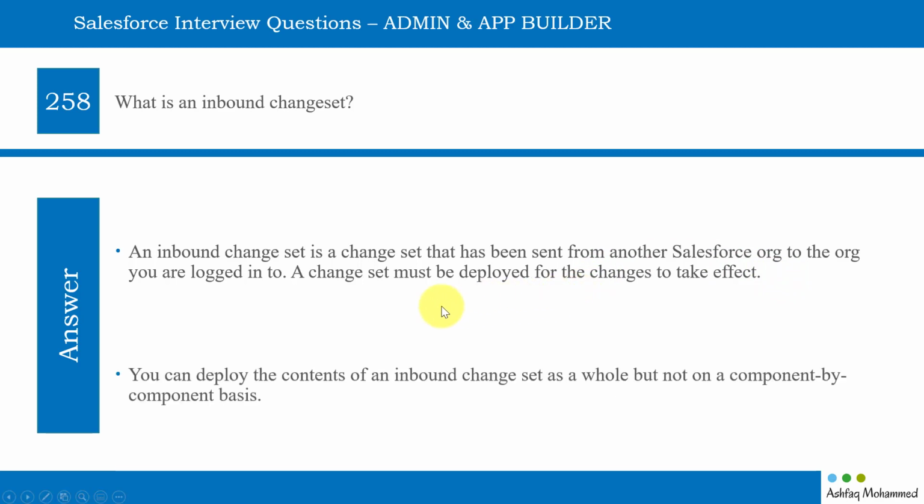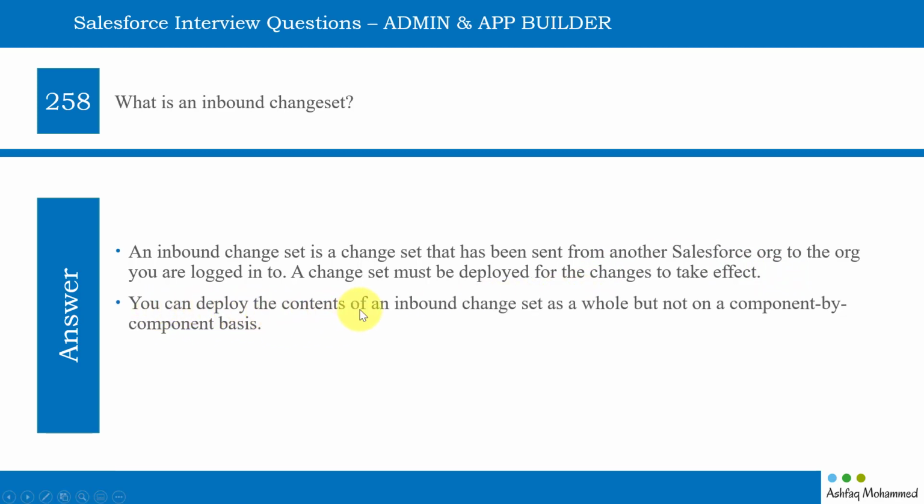Let's see that. You can deploy the contents of an outbound change set as a whole, but not on a component by component basis. What does that mean? I have added one Apex class, one trigger, and one page layout. I cannot go and say, okay, just install only the Apex class. No, I have to install all 3 which are there in my package.